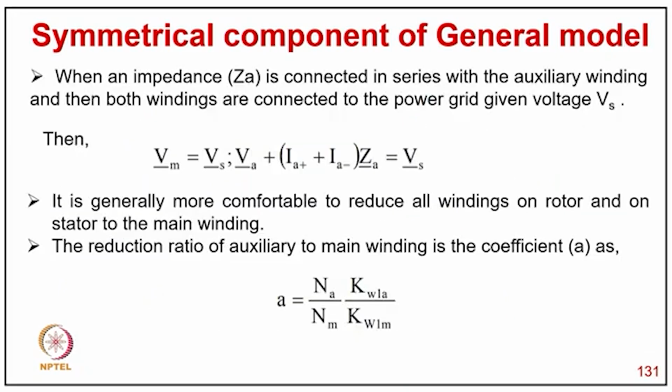So when impedance Z is connected in series with the auxiliary winding, then both windings are connected to the power grid with the voltage Vs. So Vm equals Vs, and Va plus Ia times Z equals Vs.